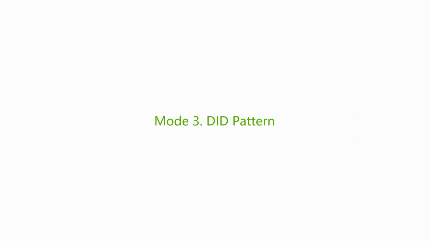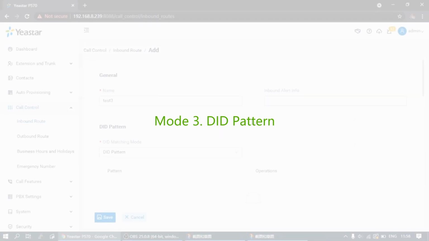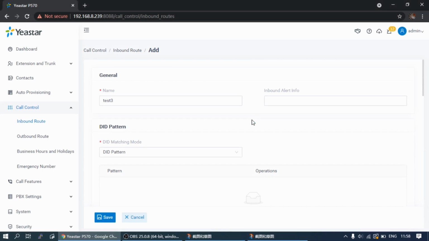Mode 3, DID pattern, which is matching the defined DID, will be routed to a defined destination. For example, Company A purchases a SIP trunk and gets 1 DID number, 8765808. The company wants to assign an incoming call to a support team. Then we can set DID matching mode with DID pattern.